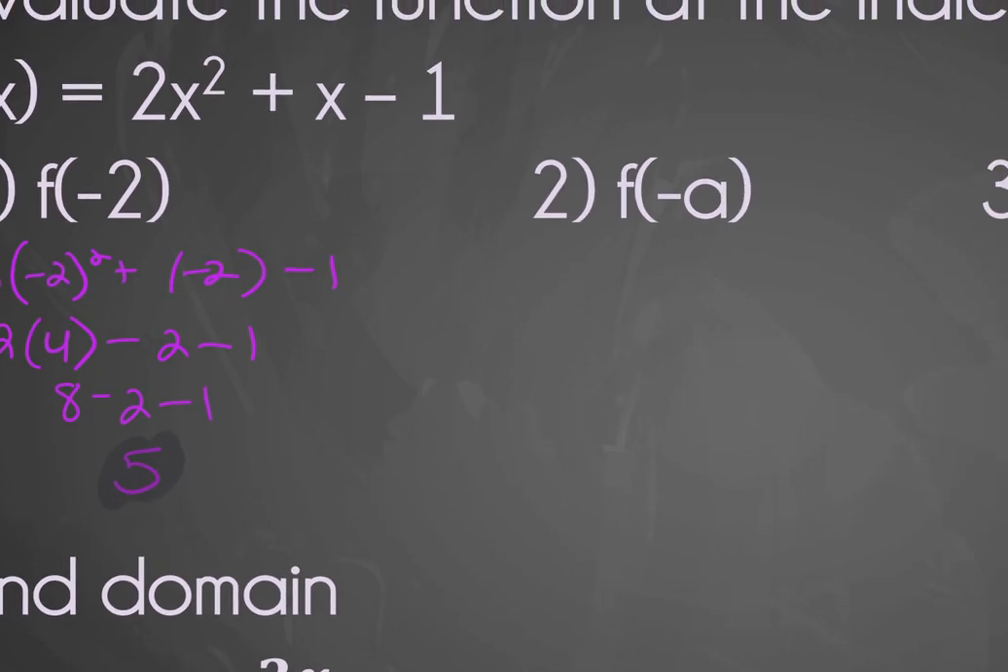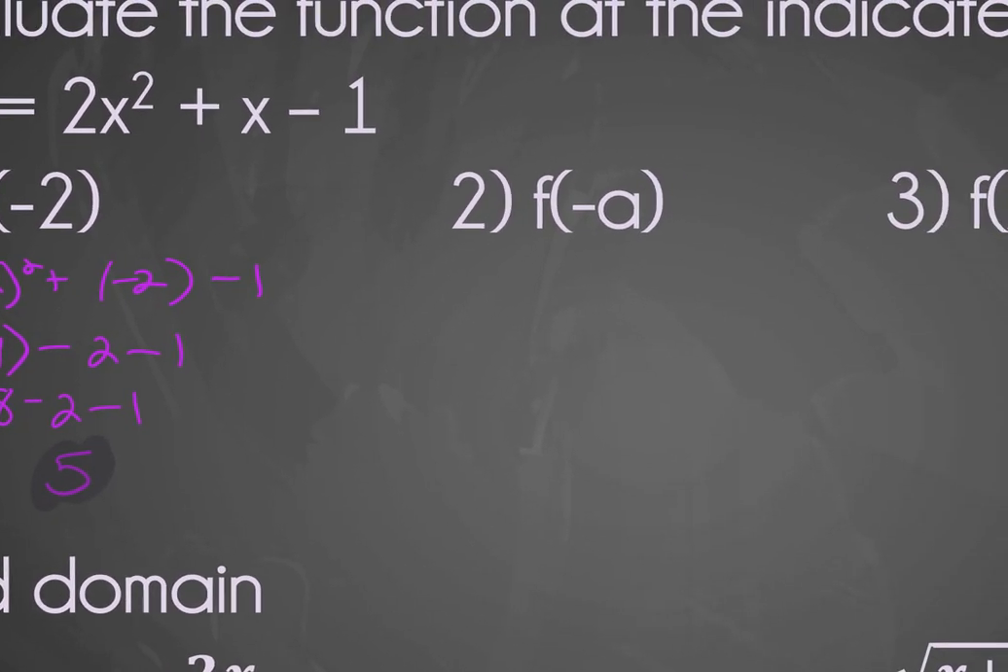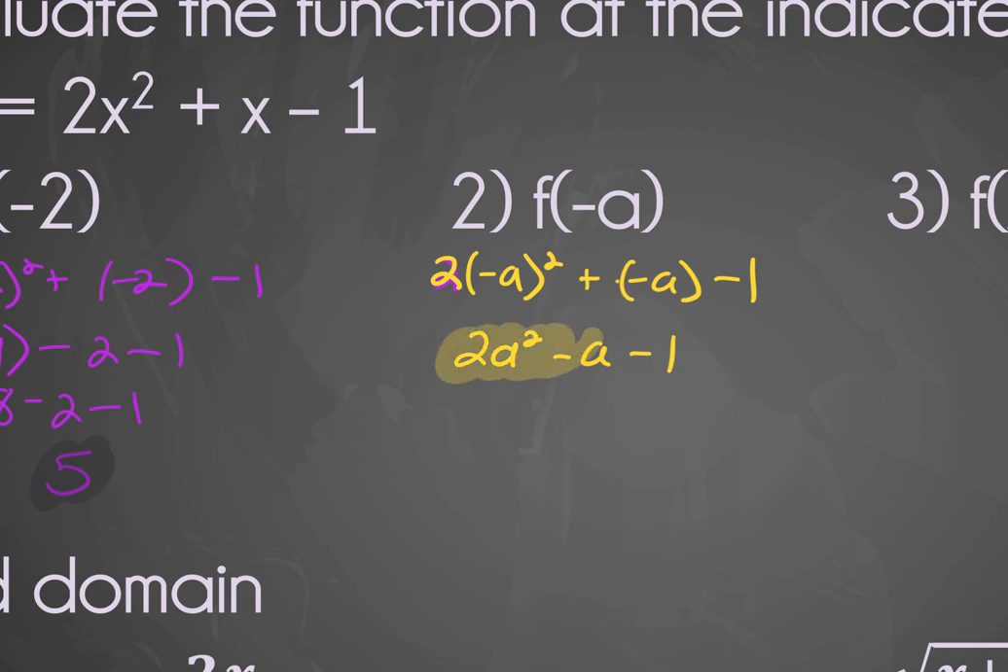For number 2, you're plugging in a -a. So it'd be 2 -a squared plus a -a minus 1, or 2a squared minus a minus 1. And that's as simplified as it gets, so you'll leave it like that.